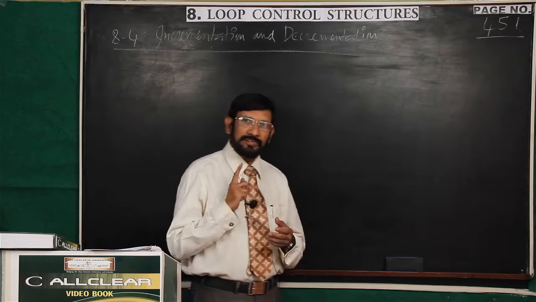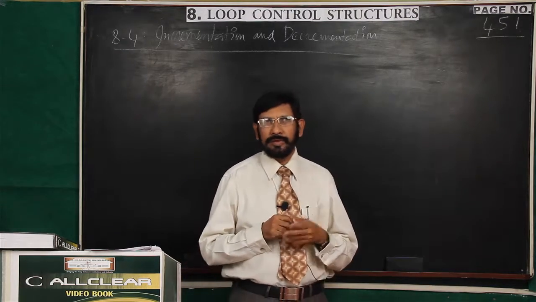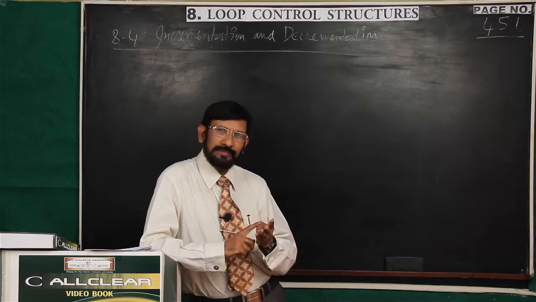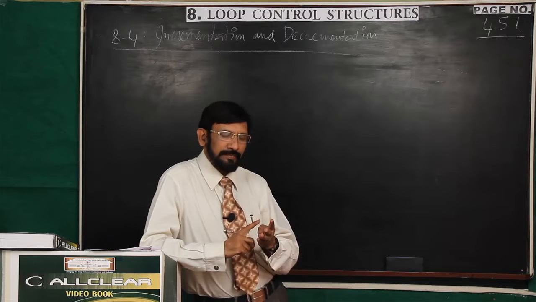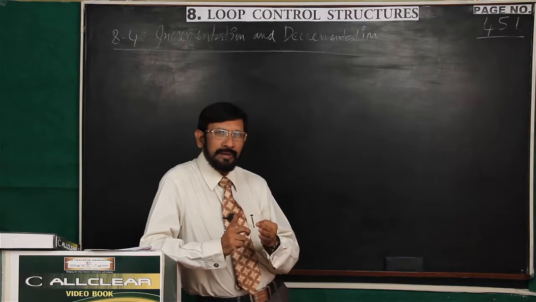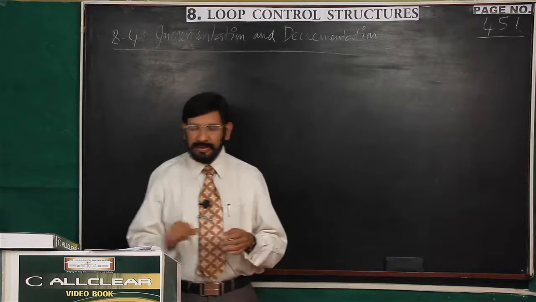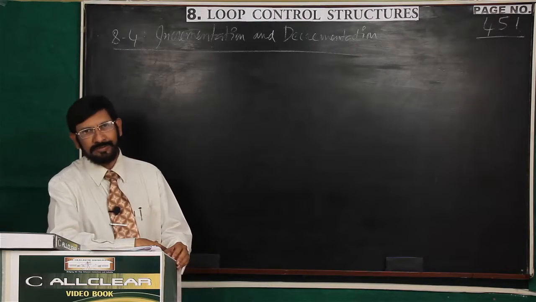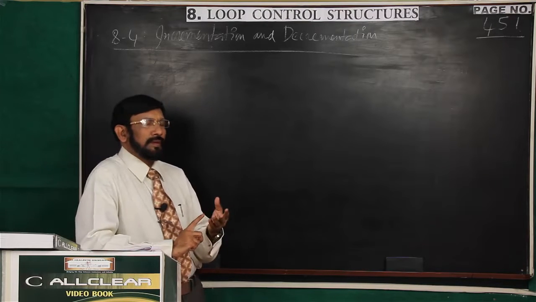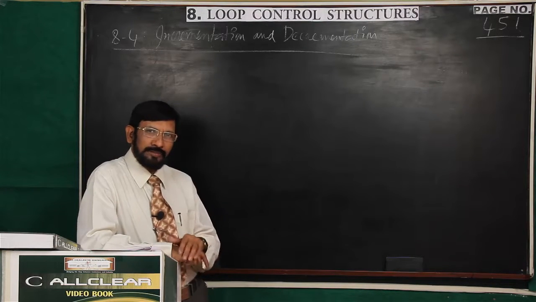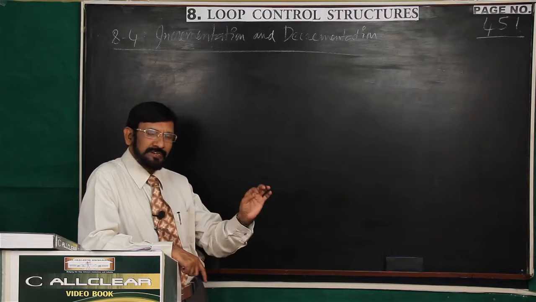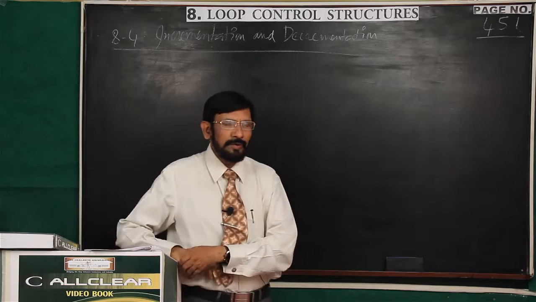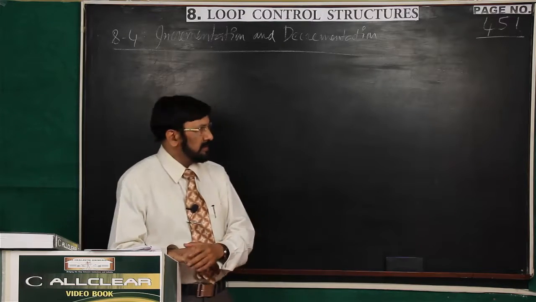8.4 Incrementation and Decrementation. As you know, every loop has three essential elements: initialization, test expression, and incrementation. As far as incrementation is concerned, it includes decrementation also. Incrementation is positive incrementation, whereas decrementation is negative incrementation. So both are valid. If you want to increase, you can increase, otherwise decrease.